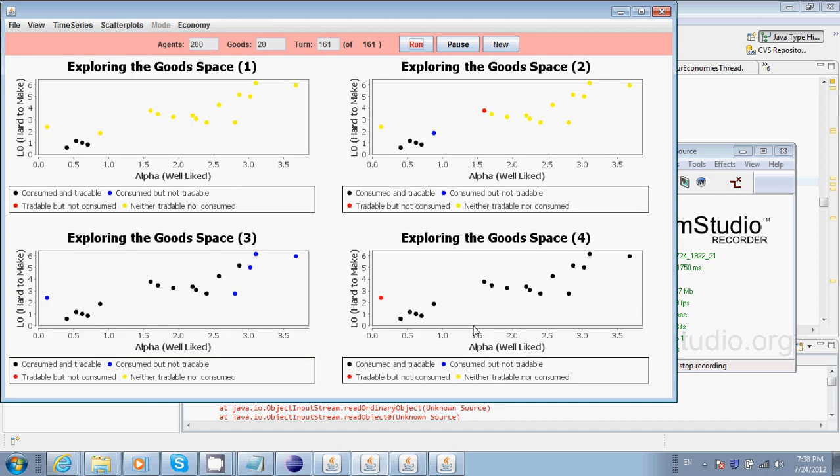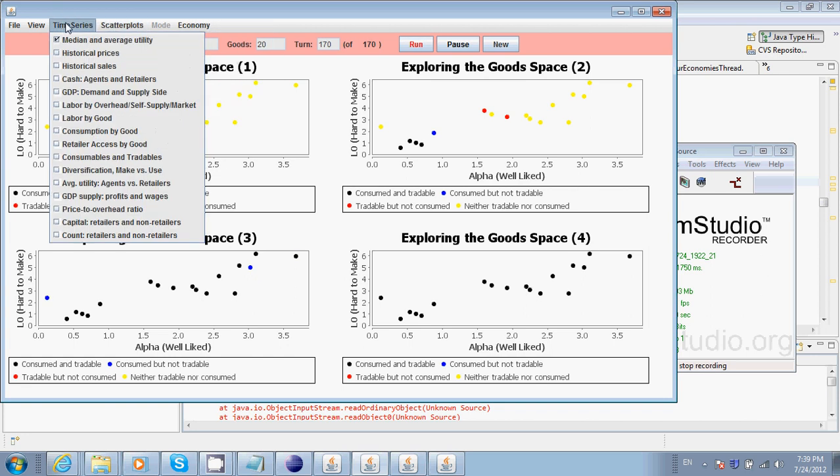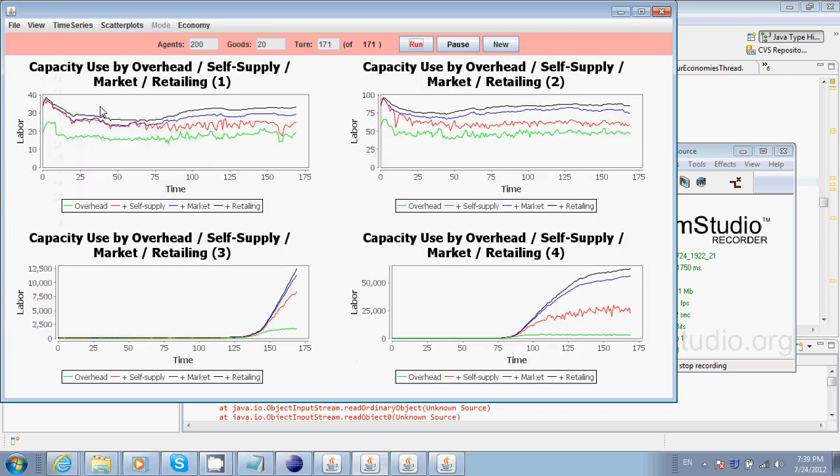You can look at the goods space here. These guys have pretty much exhausted the potential for gains from division of labor. That's why they're running into diminishing returns. These guys are nowhere close. These guys are just producing the 4 goods, and these guys are only doing a little bit better. And I'm not sure whether they'll eventually get a breakthrough into modern economic growth or not.